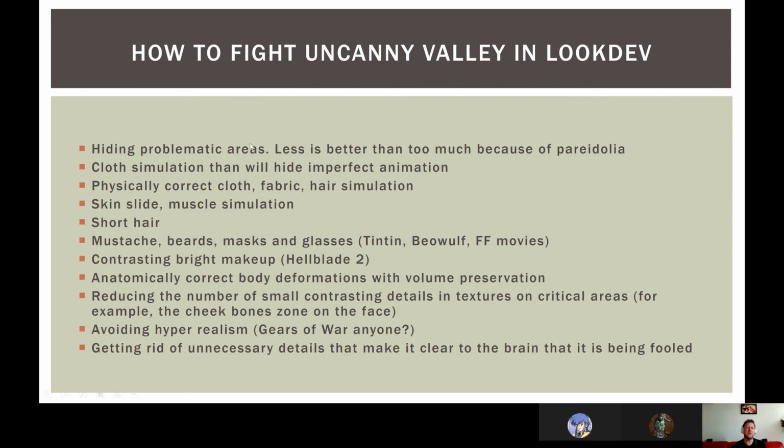So cloth simulation can help to hide imperfect animation. By imperfect, I mean animation that lacks the desired quality, that is not 100% realistic. For example, if you have cloth on the upper body, you will hide all these small details happening on the joints, on the arms, on the forearms, because the arm is moving inside the clothing. So basically, this is a good way to mimic this.